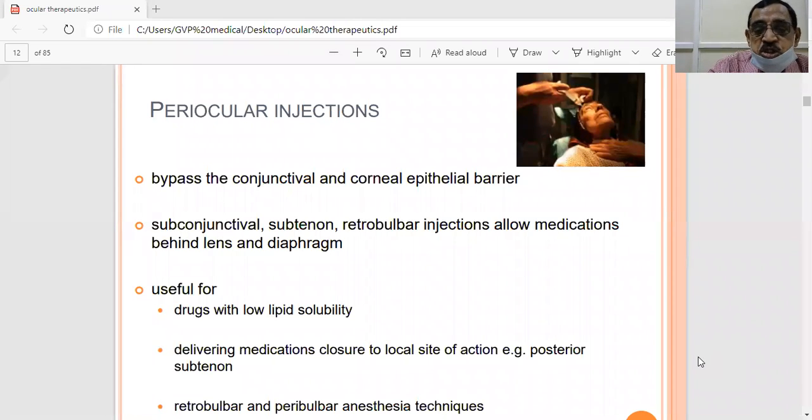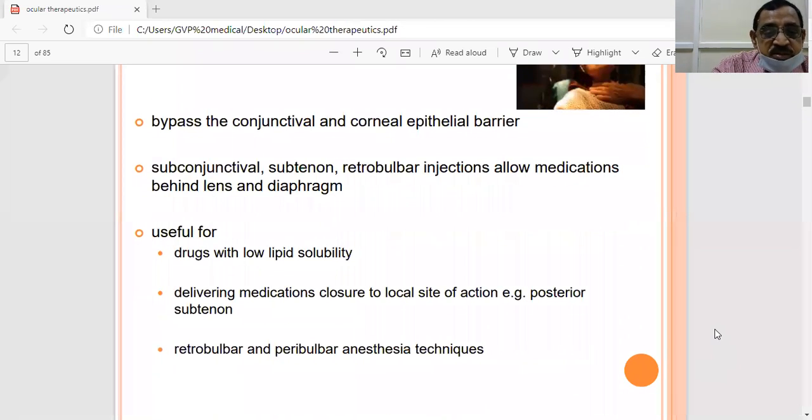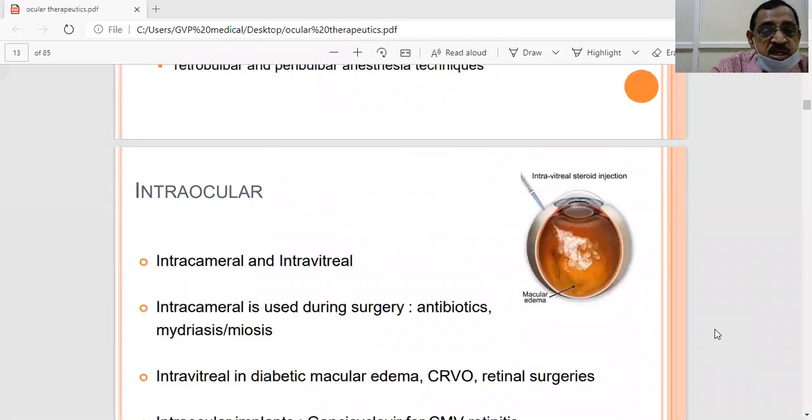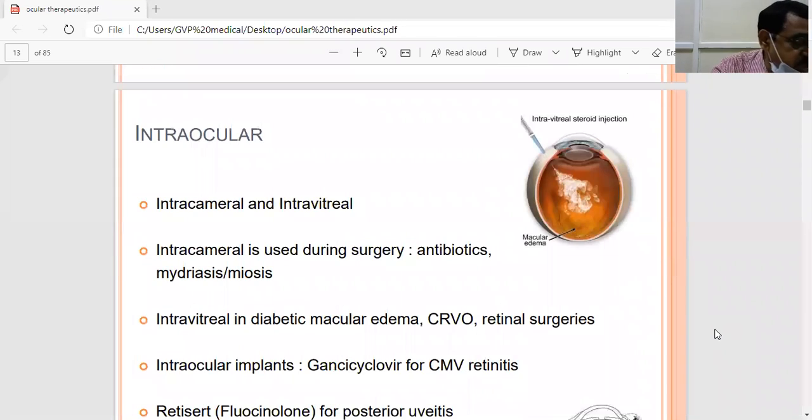Delivering medication closer to the local site of action, that is posterior sub-Tenon injection, in case of posterior uveitis. Retrobulbar and peribulbar anesthesias are well-known procedures. So intraocular injections, intracameral or intravitreal. Intracameral, normally it is used during the surgery.